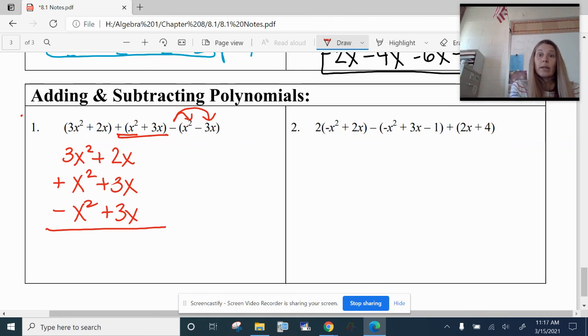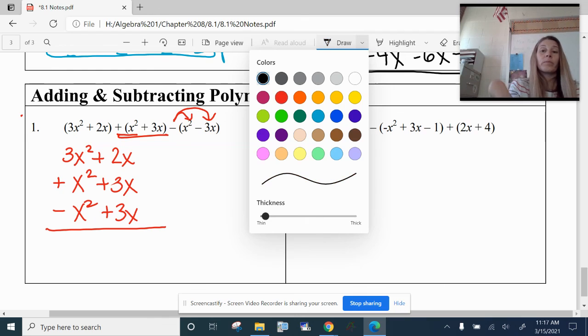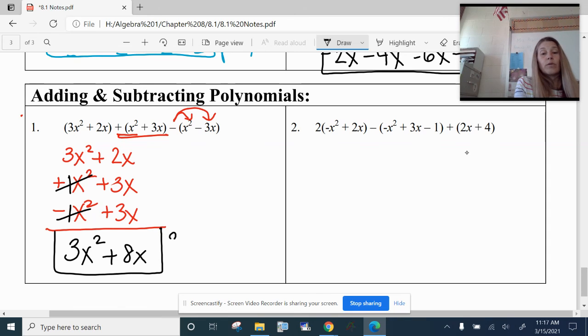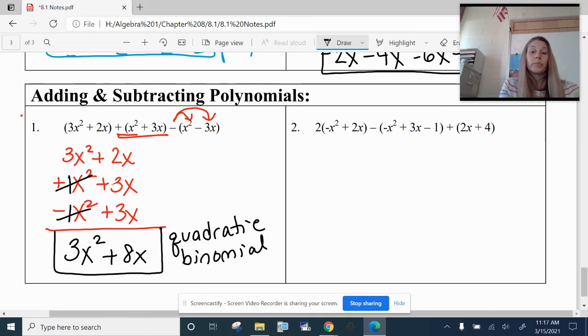Okay, so now just combining those like terms. So here we have a 3 plus a 1 minus a 1. These two are going to cancel out, leaving me with just that 3x squared. And then 2 plus 3 will give me an 8x there. And this, of course, would be quadratic. And then it would be a binomial because there are only 2 terms there being linked together.